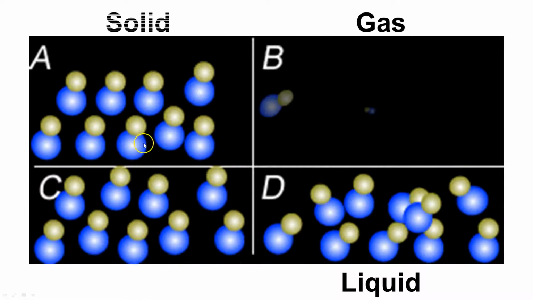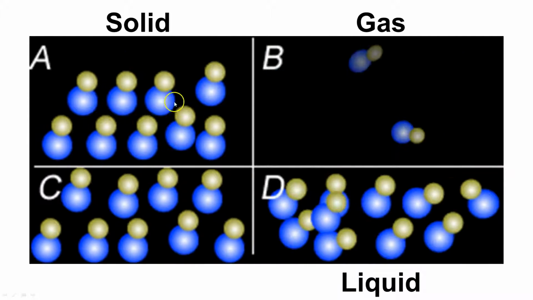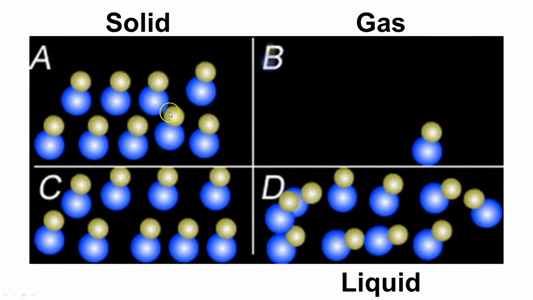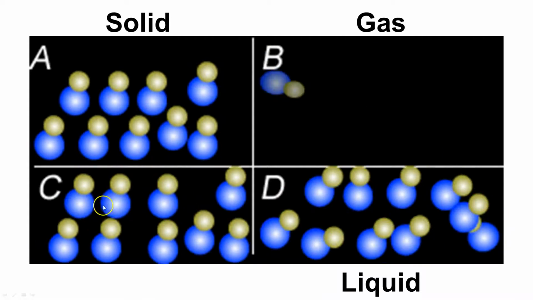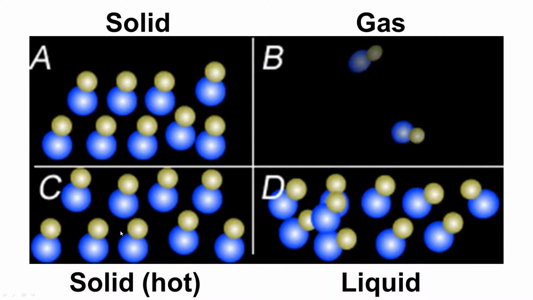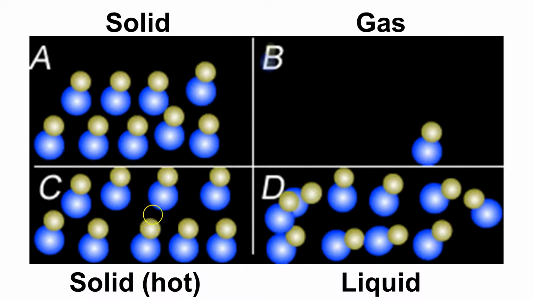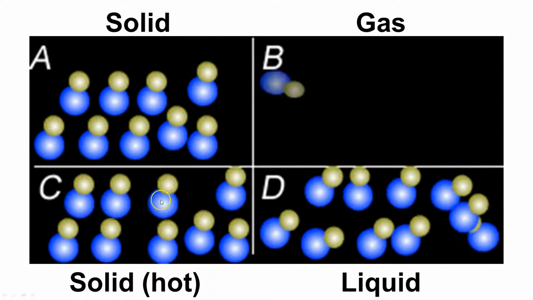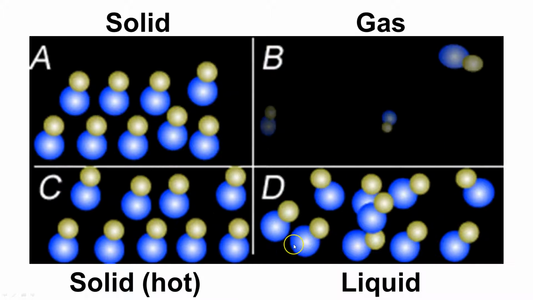So what we're left with is these two here. This one's going to be a solid. You can see the particles have a definite shape, a definite volume. They are moving, which means this one down here, where they still have that definite shape and definite volume, is just at a higher temperature. That is a hot solid, more kinetic energy in each particle, but not enough to actually turn it into liquid.